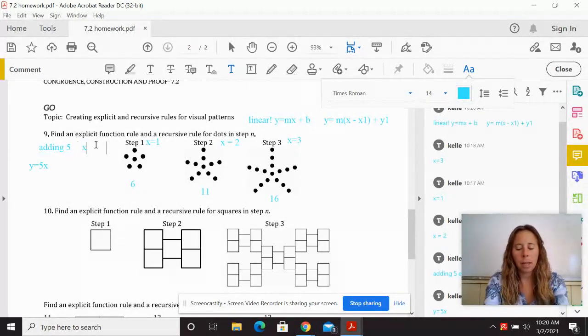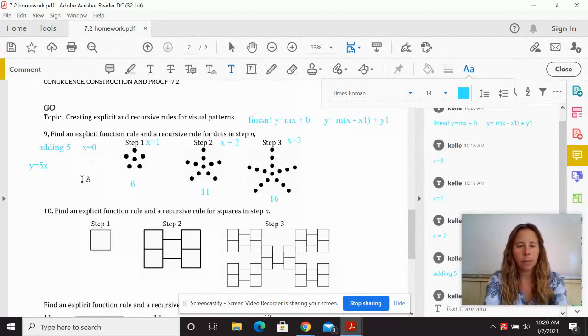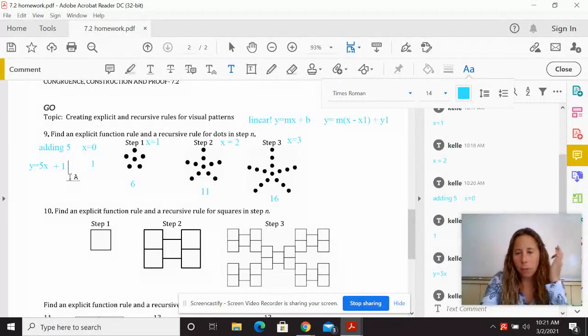So your y-intercept is when x equals 0. So if x equals 0, how many dots will I have? This is where you do your pattern backwards. Instead of adding 5, I'm going to subtract 5. From x equals 1 to x equals 2, I added 5, and then I added 5, so I'm going to just go backwards. So I'm going to get 6 minus 5, which is 1. So 5x plus 1.